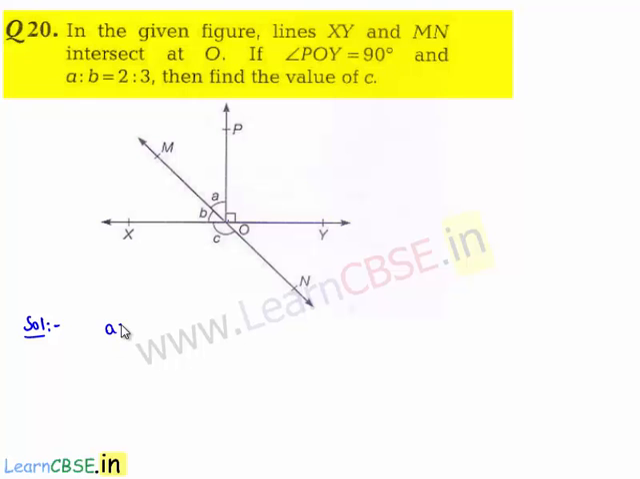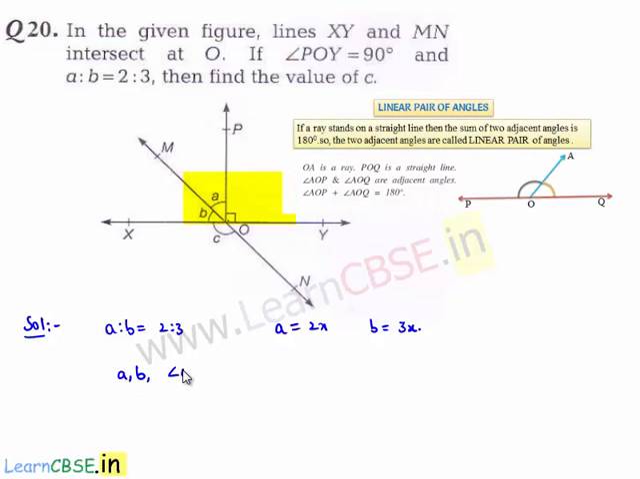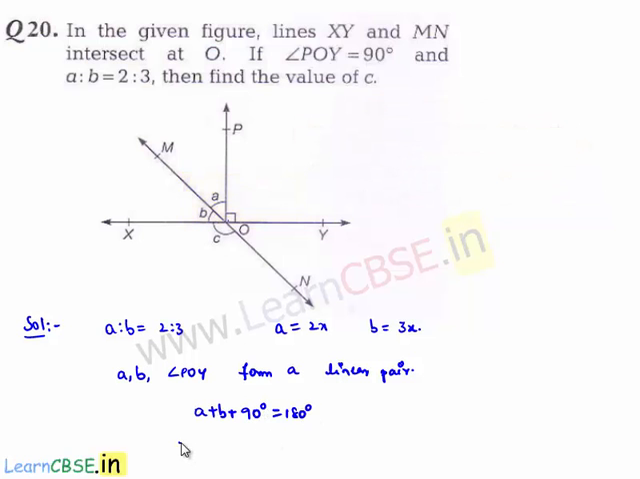So here let us note down the ratio of given angles, that is A is to B is equal to 2 is to 3. Let us assume that angle A is equal to 2x and angle B is equal to 3x. We know that angle A, angle B, angle POY form a linear pair since they lie about the same line. Therefore we can say that the sum of angles lying about the common line is equal to 180 degrees. Angle A plus angle B plus angle POY, which here is 90 degrees, is equal to 180 degrees.